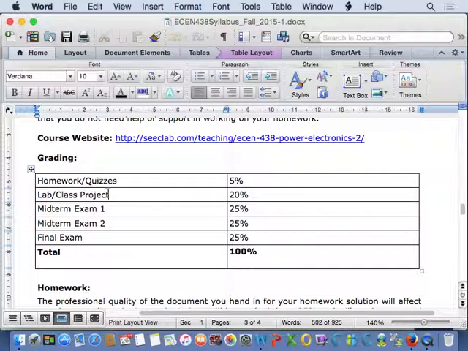I'll talk briefly about the class project. The class project is not a banana plug type lab. The class project is actually a big power converter. So you will build one. Does anybody know what UPS is? Uninterruptible power supply. Does anybody know what that is?